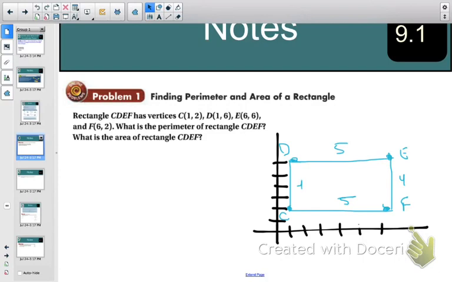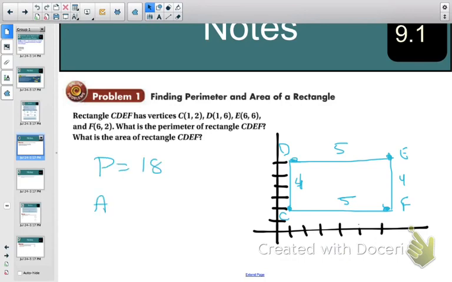To find the perimeter, we just add them all together. So 5 plus 5 is 10. 4 plus 4 is 8. So 10 plus 8 is 18. So your perimeter is 18.